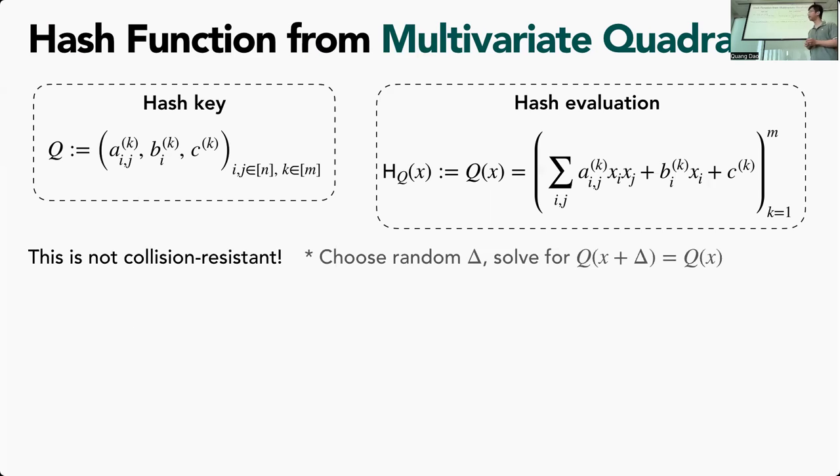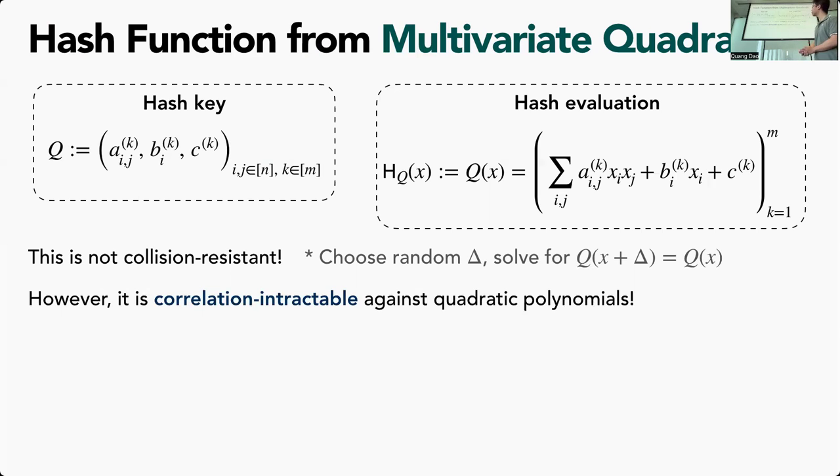Another fun exercise is that this hash function is not even collision resistant. You can very easily find a collision. The way you do that is you choose some random offset delta, and then you solve for this equation here. This will give you a collision. You would cancel out the quadratic terms in x, so you're left with a linear equation in x, and you can solve for x. Okay.